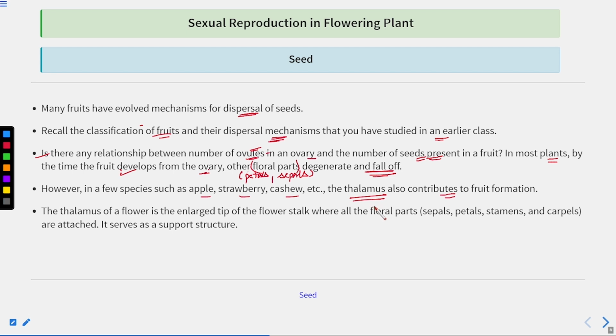Okay, what is thalamus? Thalamus is the swollen basal part. Let's see what the thalamus is. The thalamus of the flower is the enlarged tip of the flower stalk, which is known as what? Pedicel. Flower stalk is known as the pedicel. Okay, so the thalamus of the flower is the enlarged tip of the flower stalk. Okay, it is swollen also.